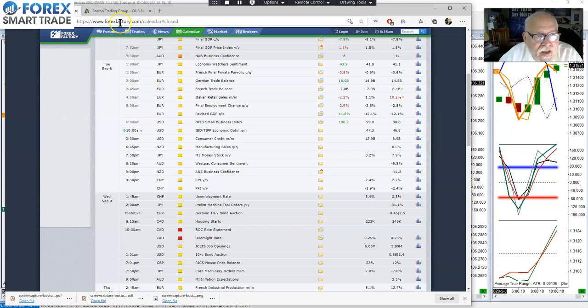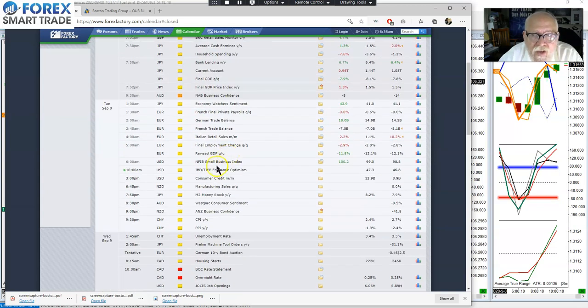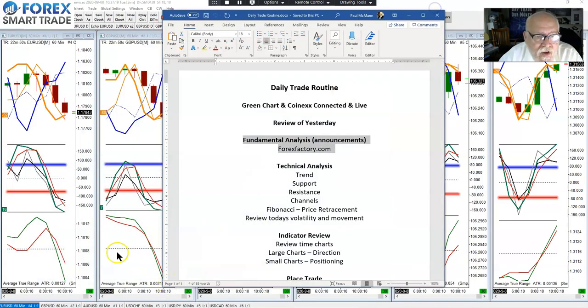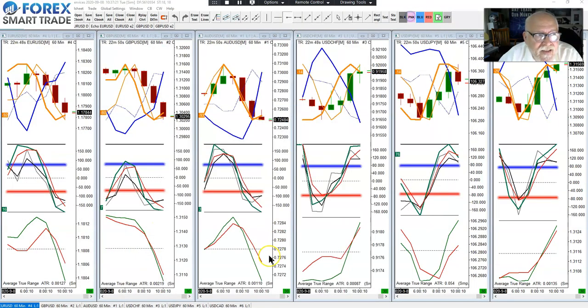Forex Factory rates news into three categories: low, medium, and high. Tomorrow morning we've got some high impact news on Canadian dollar, but today's kind of a slow news day, so we've got nothing to worry about. So let's go ahead and take a look and see what we come up with.